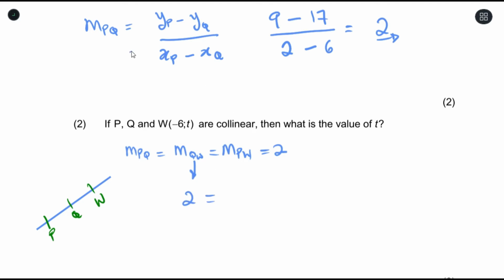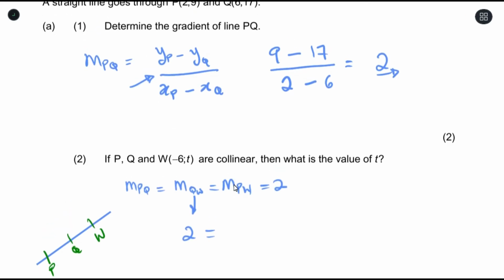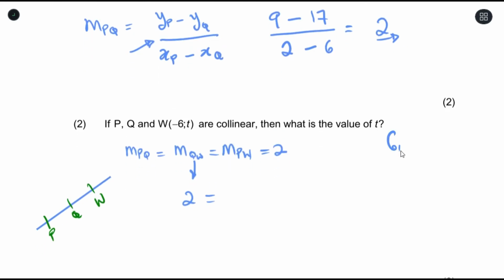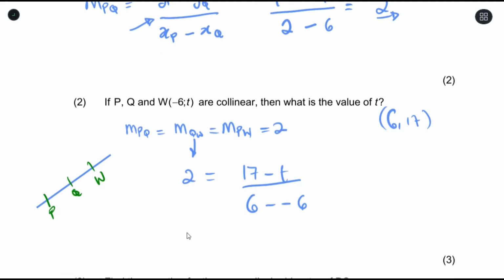But now using the gradient formula, which we used over here, Q is (6, 17), okay? So this would be 17 minus T over the x's, that would be 6 minus -6. So this would give you 12, 24 is equal to 17 minus T. So I move this over, I'll get T is equal to -7. So your final answer would be T is equal to -7.